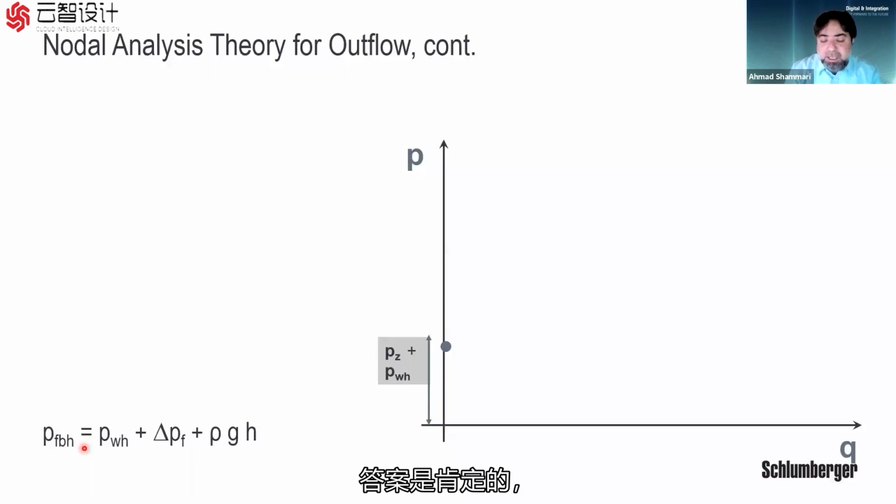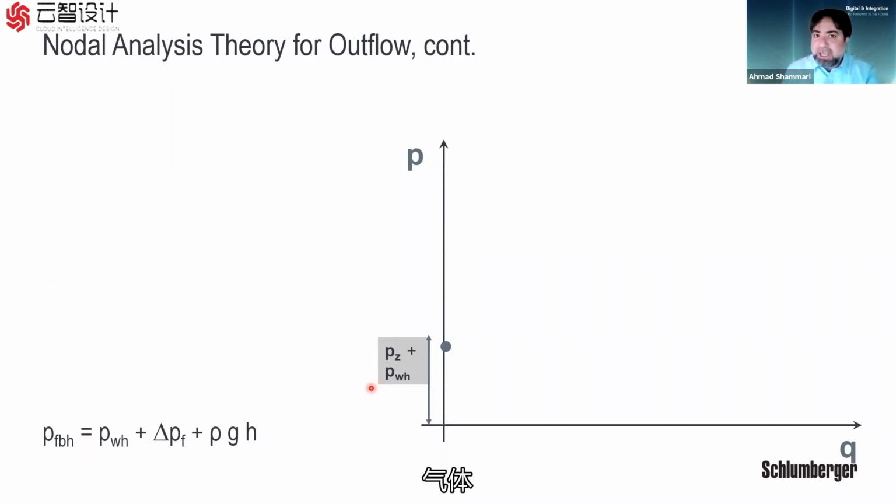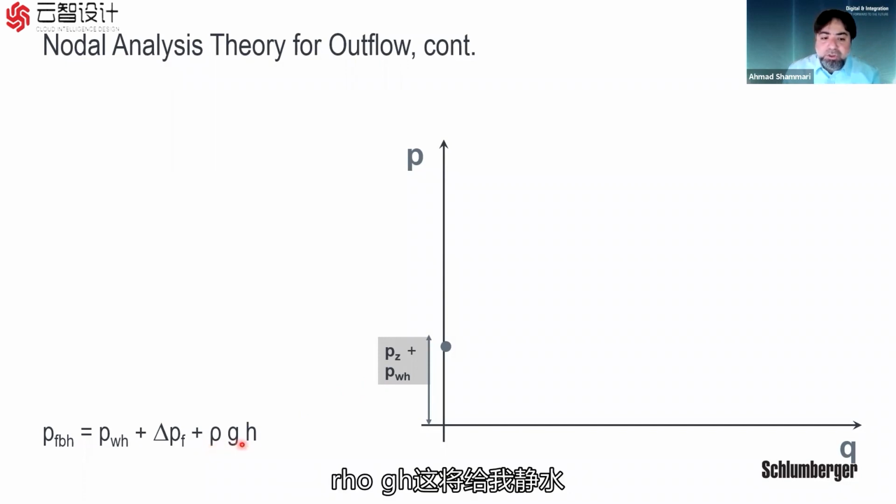The answer is yes. Because I need to know the fluid, of course. I need to know the density. If I have any gas, if I have any water, now assume that this is all average density. And then I know the depth. So that's it. Rho GH will give me the hydrostatic pressure. I add the wellhead pressure, and this will give me the static bottom hole pressure.